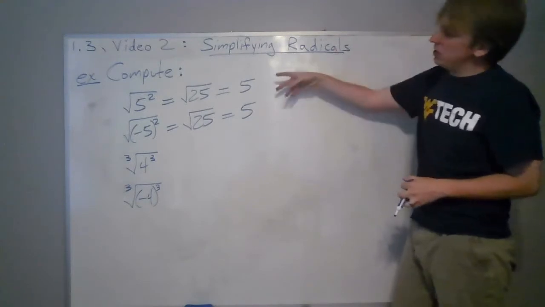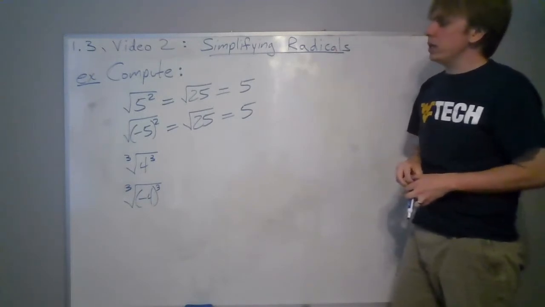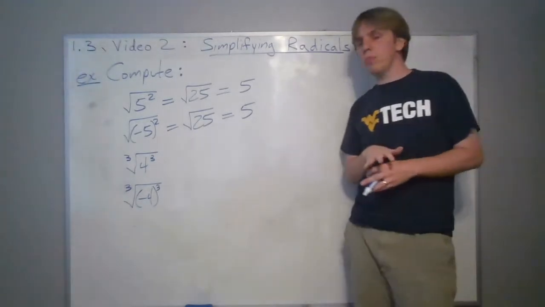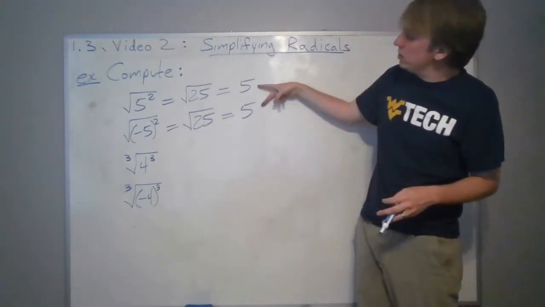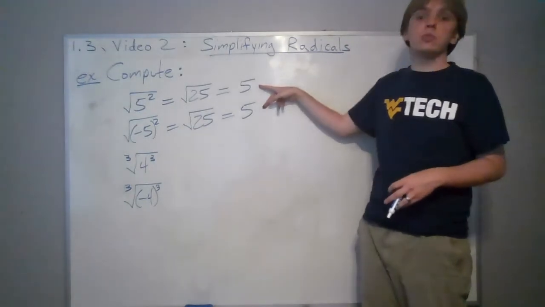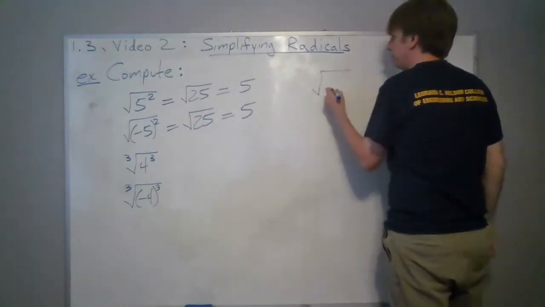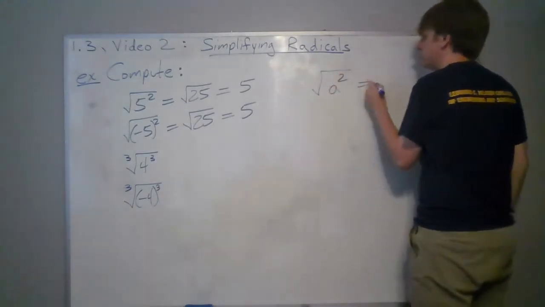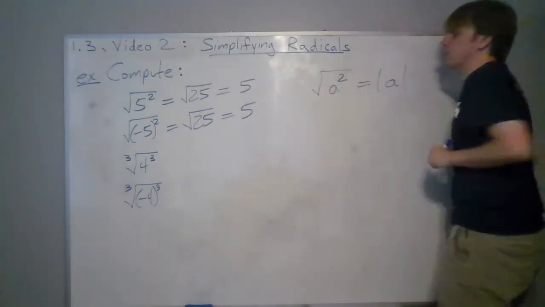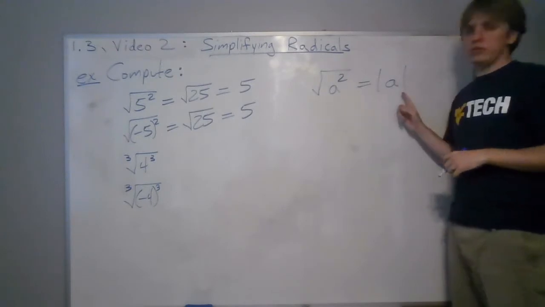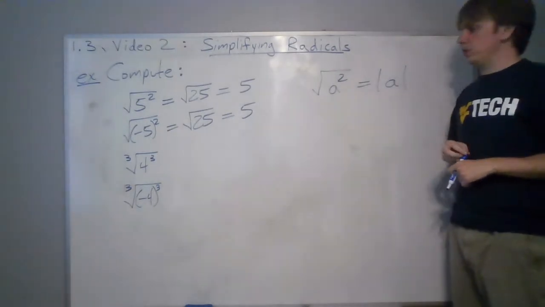And so this is actually telling us something interesting. When we take a square root of a number and then we square it, we don't actually get back the original number. We get back the positive version of the number, meaning the absolute value of the number. So for square roots, we can say the square root of a squared is going to be the absolute value of the original number we started with.